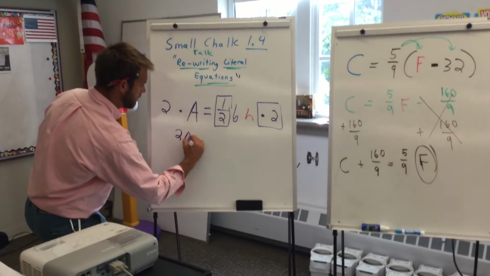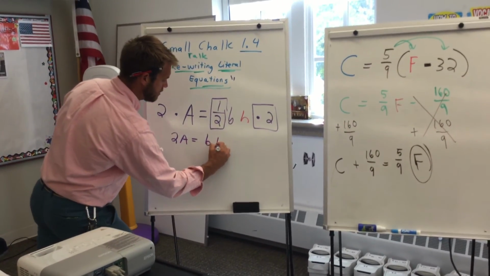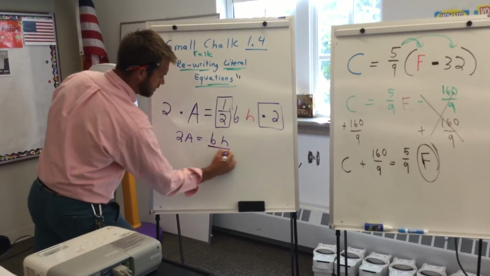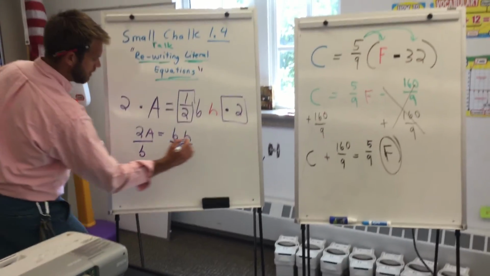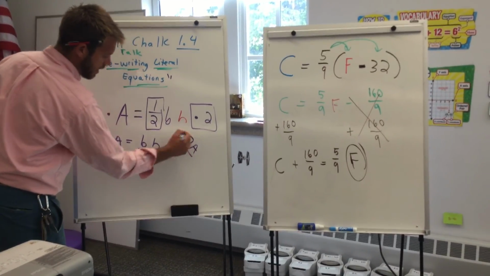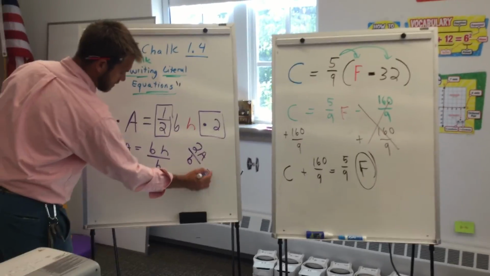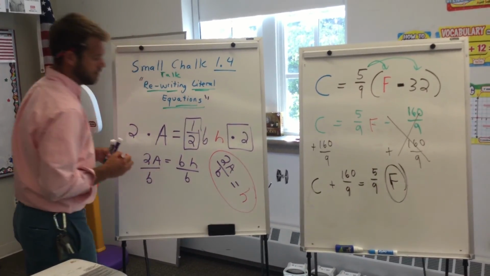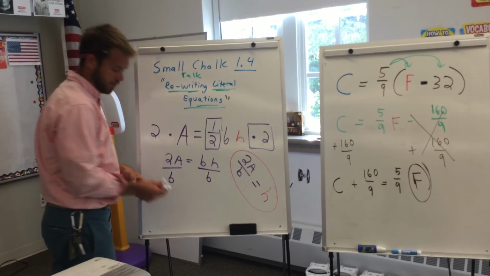I have 2A is equal to B times H. And since this means multiplication, I divide by B, and I'm left with 2 times the area divided by the base is equal to the height. That's what we're trying to do, and we'll be practicing more tomorrow.